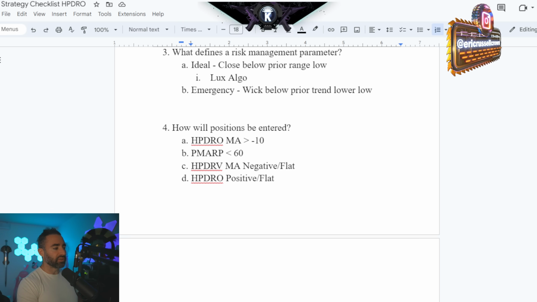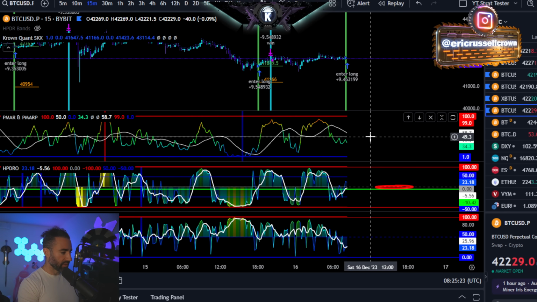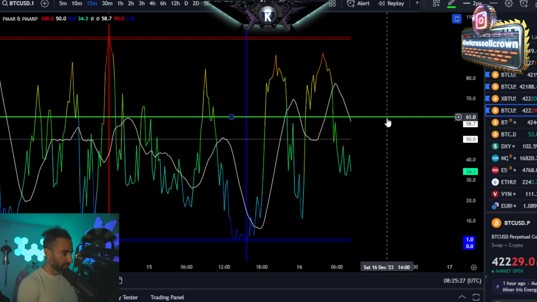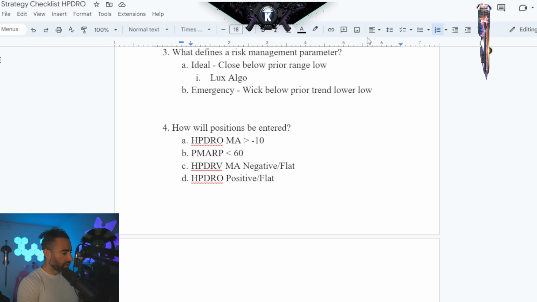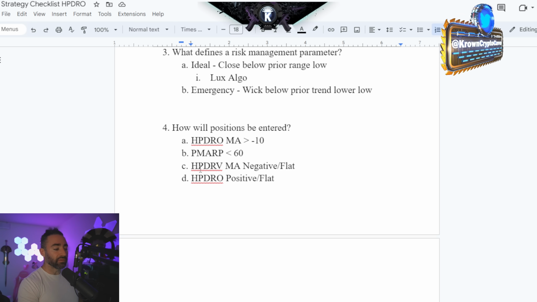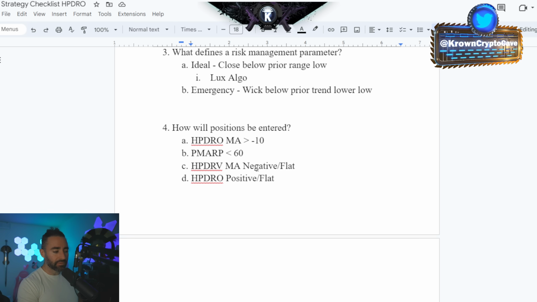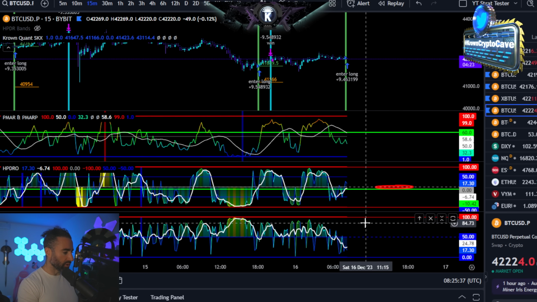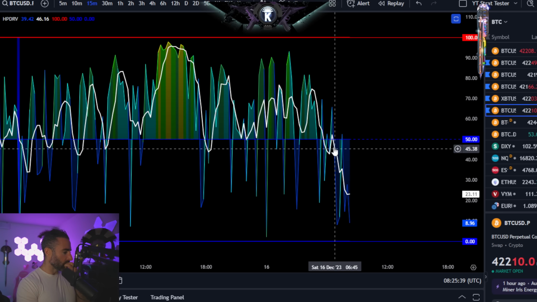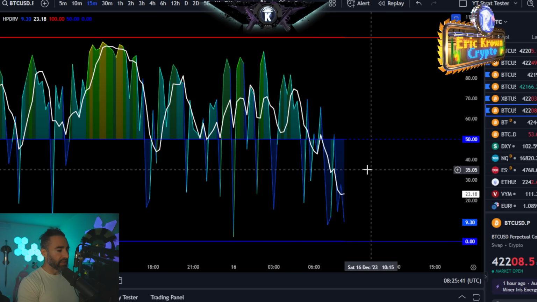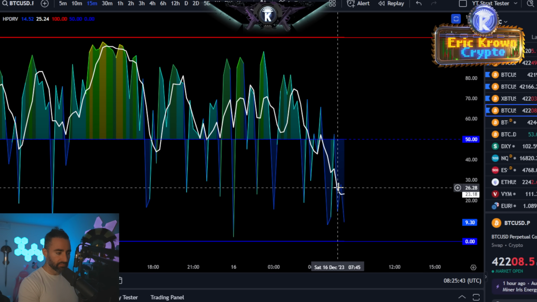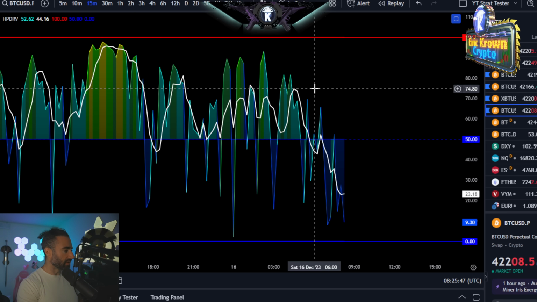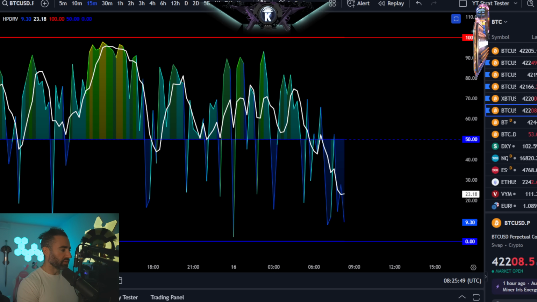PMARP must be below 60 percentile upon entry. So it must be below here. Otherwise, no entry. Then also, we need to see that the HPDRV moving average is negative or flat. So in that case, go over here. The moving average, again, represented by that white line. If it is negative, okay, good. Or if it's flat, also good. In this case, you can see it's very obviously negative the whole way down, or for most of it.